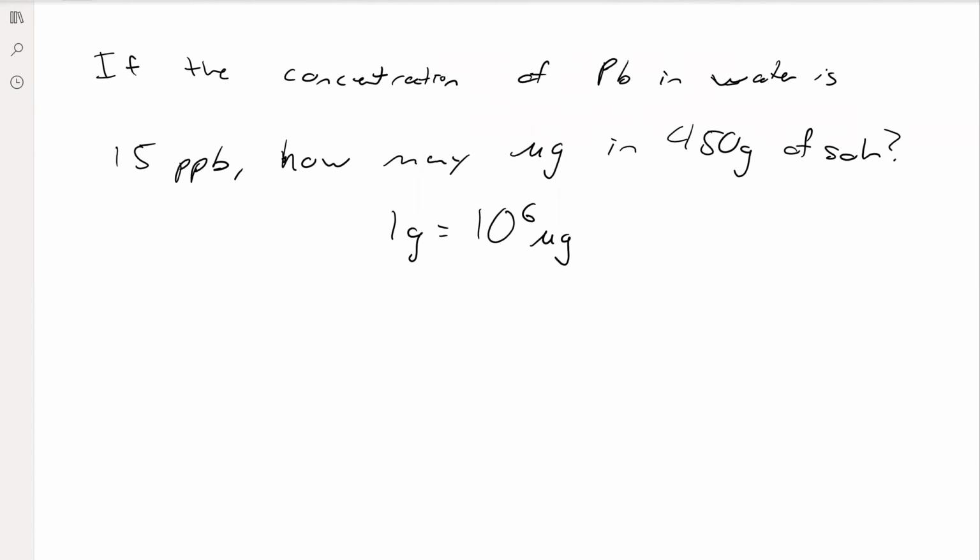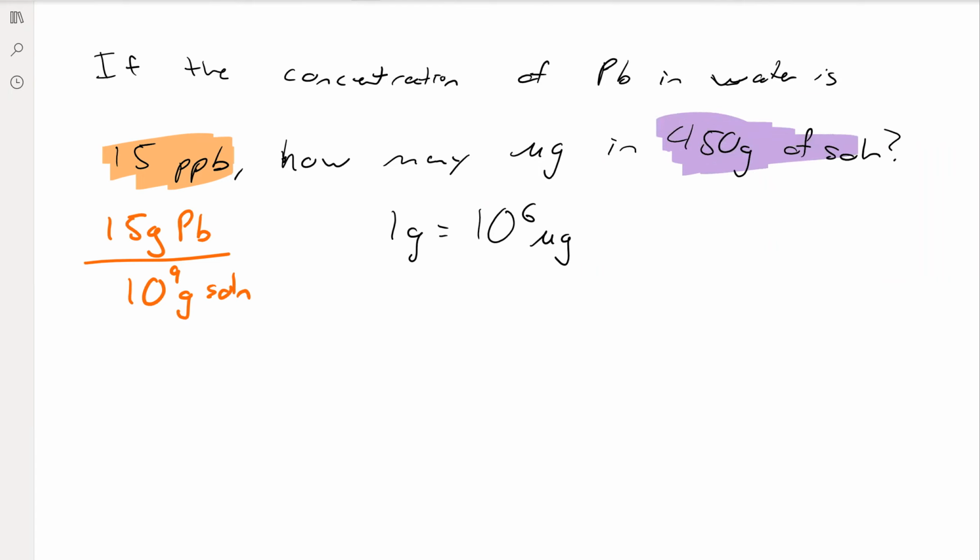All right, so let's go ahead and take a look at how we're going to solve this problem. First thing we want to take a look at is our 15 parts per billion. Again, that's a conversion unit, even though it doesn't look like it. So what that means is you have 15 grams of your solute, in this case lead, over it's B, so billion, 10 to the 9 grams of solution, right? So although that doesn't look like a conversion unit, it is.